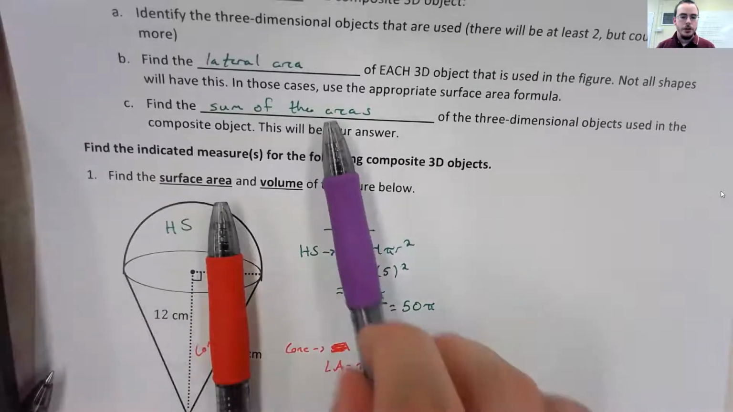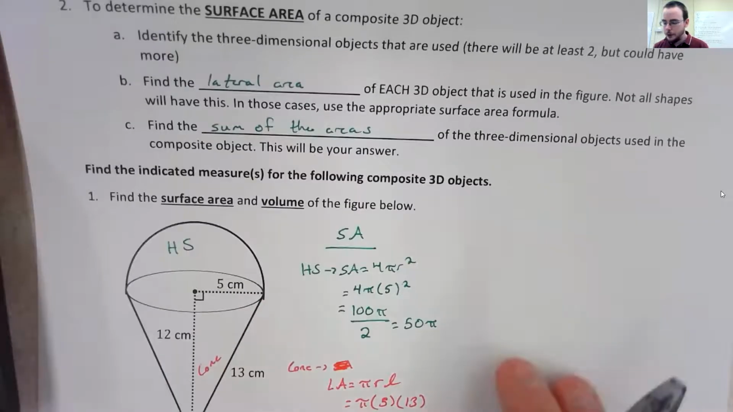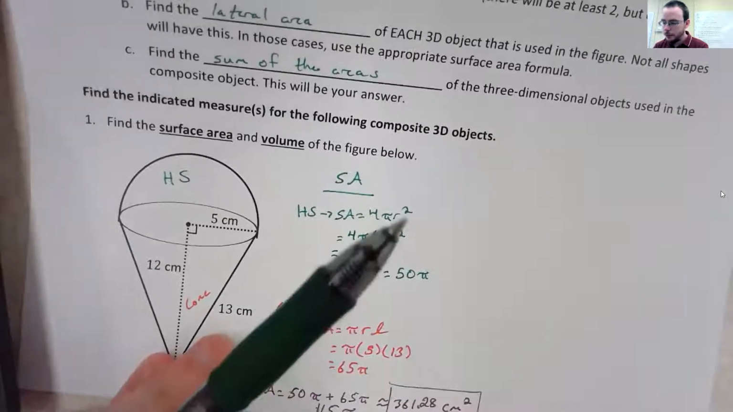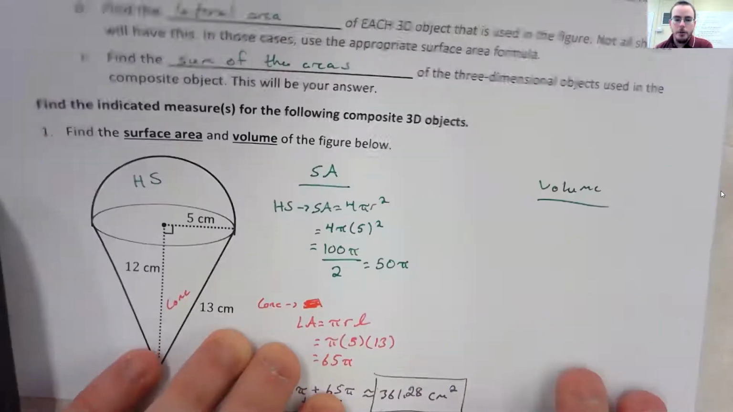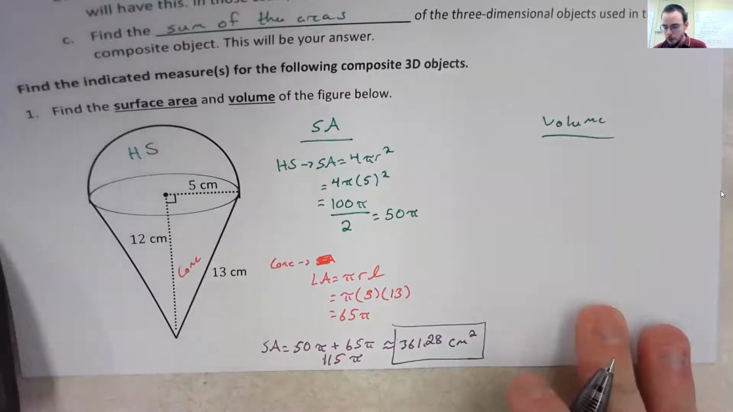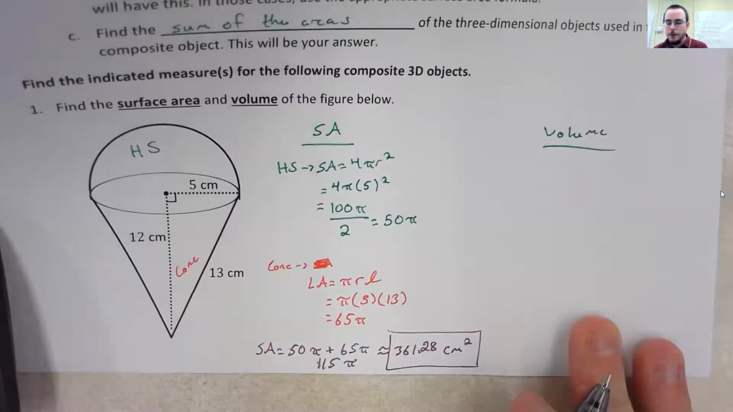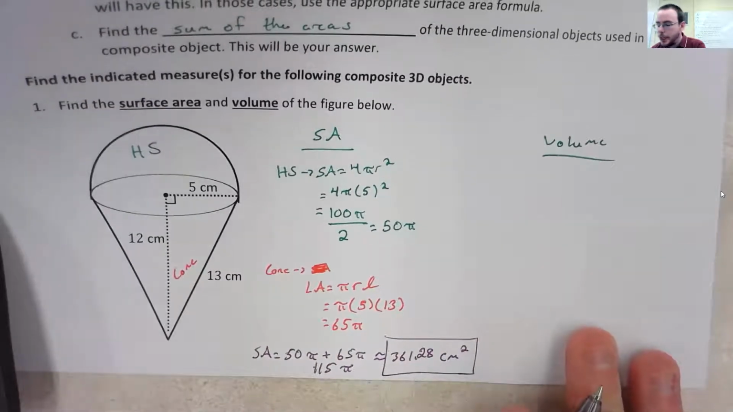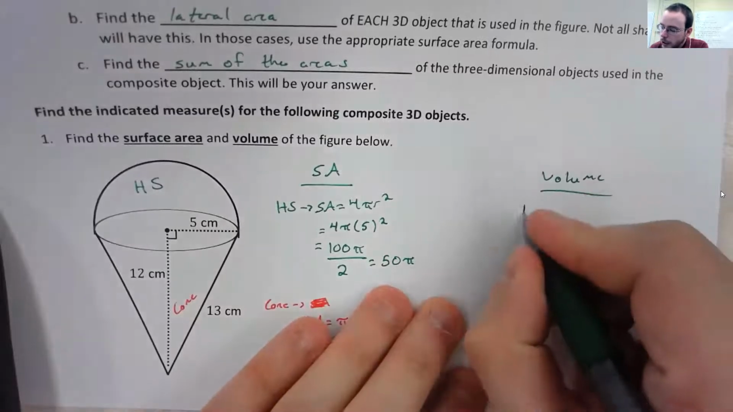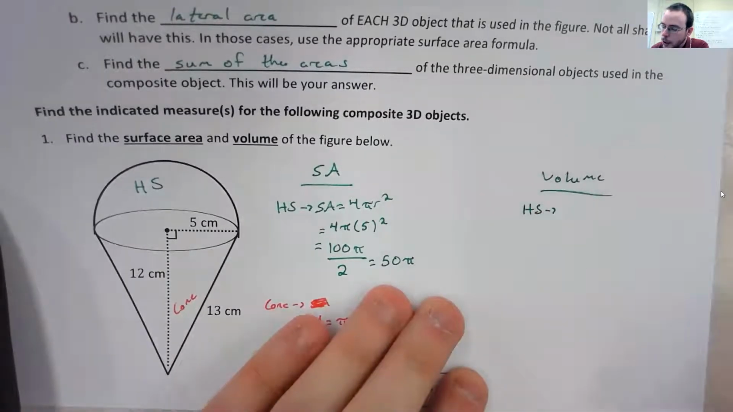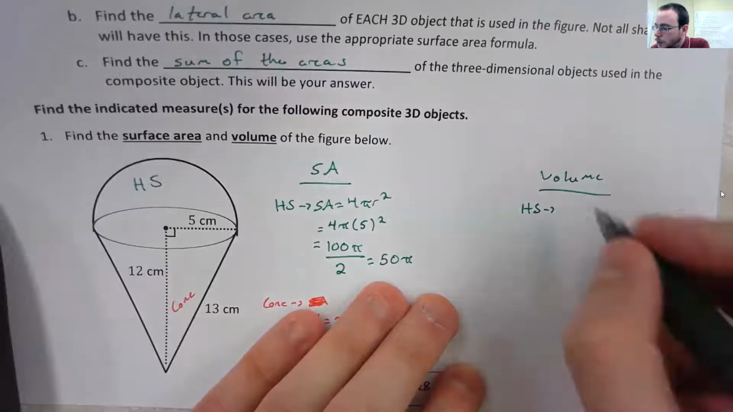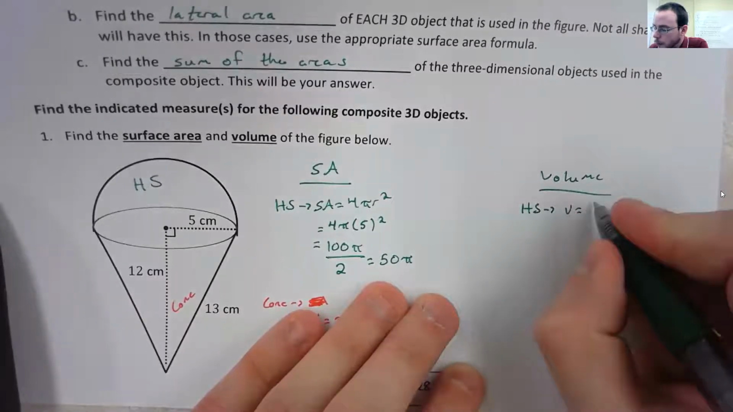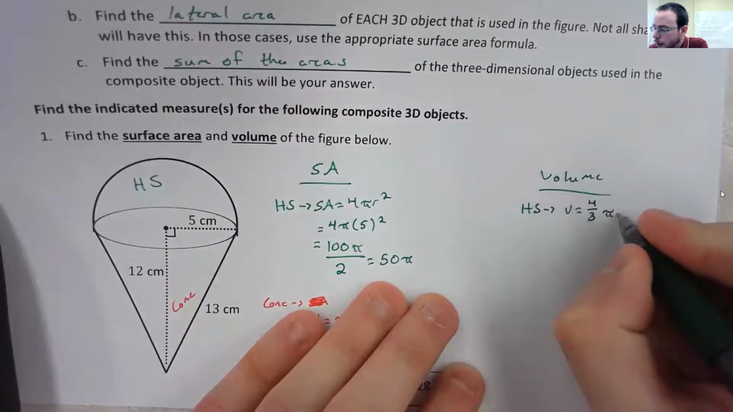All right, so now let's look at the volume. Again, we have to determine the volume of the hemisphere and the volume of the cone. So we'll start out with the hemisphere. To determine the volume of a hemisphere, we first have to find the volume of the whole sphere, and we do that by using the formula 4/3 pi r cubed.